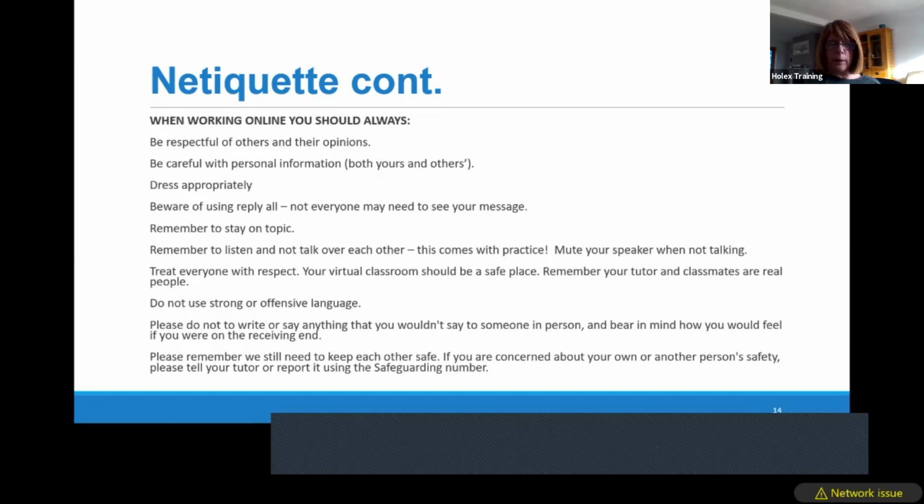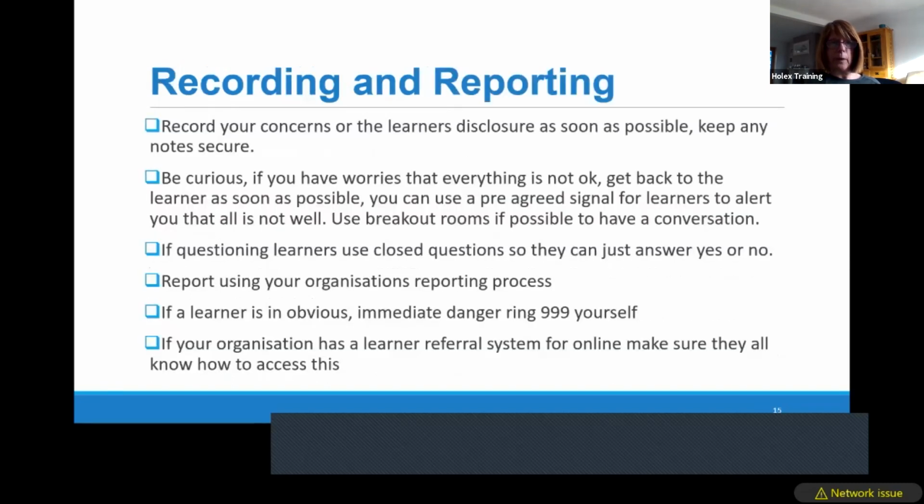And a reminder about safeguarding. So just a reminder about recording and reporting any concerns. It still needs to be done. Be curious. If you've got any worries that things aren't okay, get back to the learner. Just check in with them. So I just wanted to check that you were okay. Is there anything you want to talk to me about? You can use breakout rooms if possible.